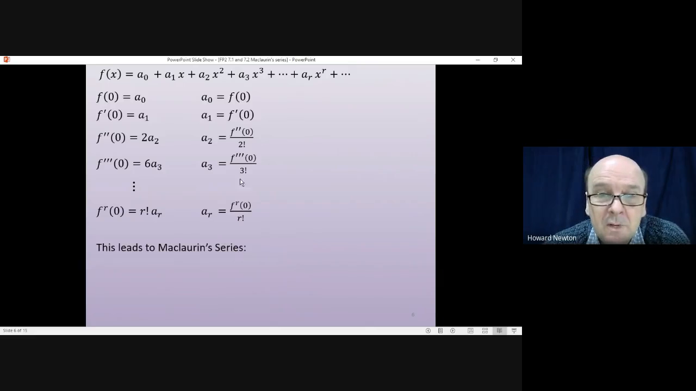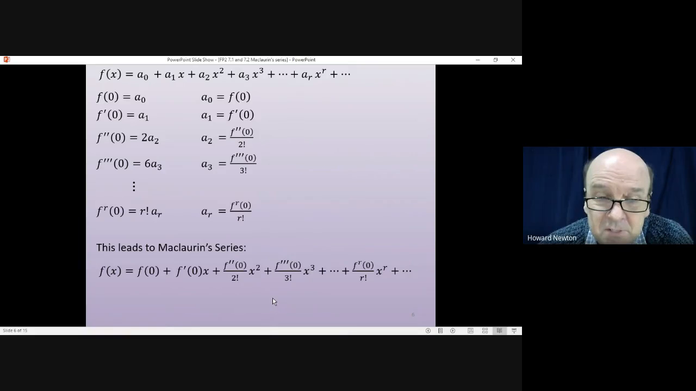What we do now is we substitute each of these values for a into f of x. And that gives us Maclaurin series, which is that f of x is equal to the value of the function at 0 plus the first differential at 0 times x plus the second differential at 0 divided by 2 factorial times x squared, and so on, with the general term being the rth differential at 0 divided by r factorial times x to the r.